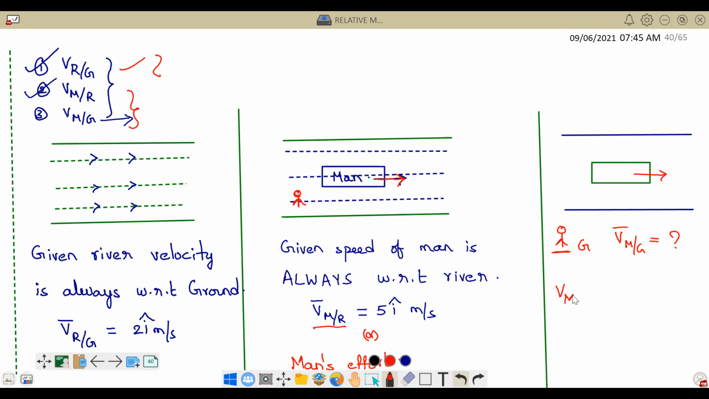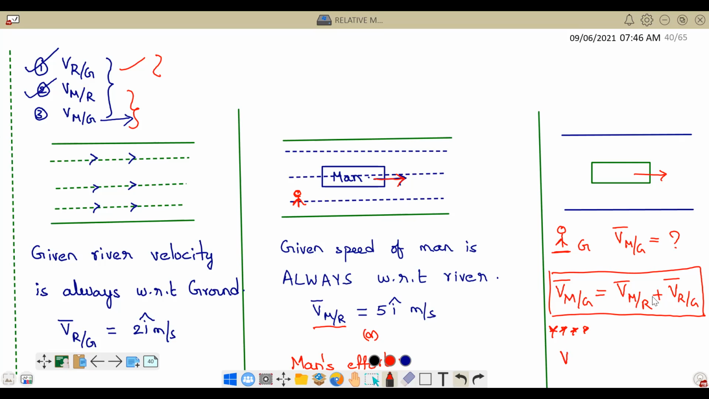So what is the basic equation from now onwards? See here, velocity of man with respect to ground is equal to, please remember it, velocity of man with respect to river first, plus velocity of river with respect to ground. So this is the equation which you have to remember from now on. I hope you understood all the three terms.